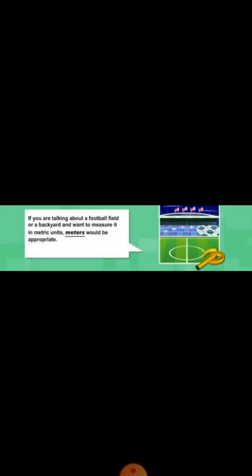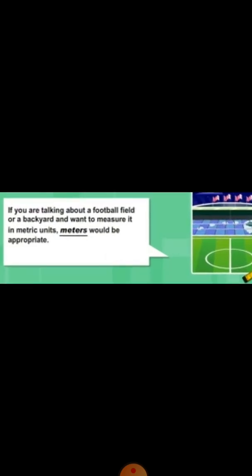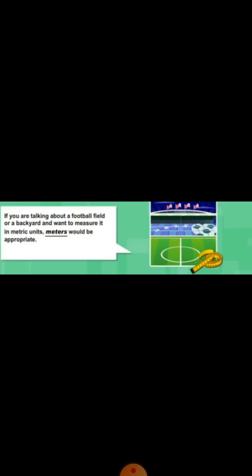And if we want to measure the length of a longer object, like here is a picture of a cricket field or backyard, we will not use centimeter to measure the length of this field. We will use meter. When we have to measure the length of a longer object, we always use meter. That is the metric unit of length, or we can say the standard unit of length.